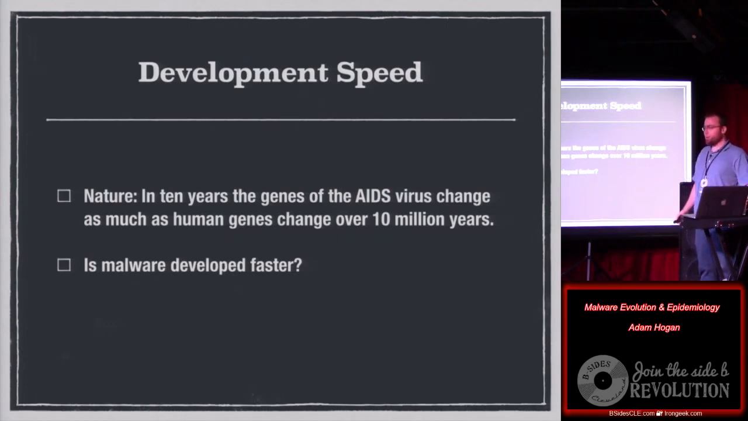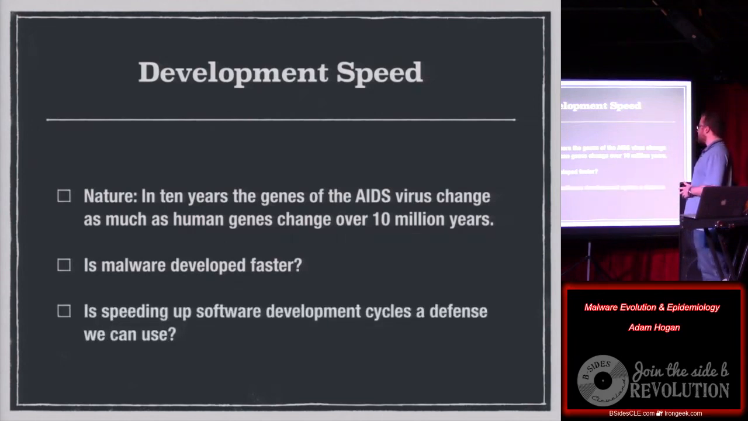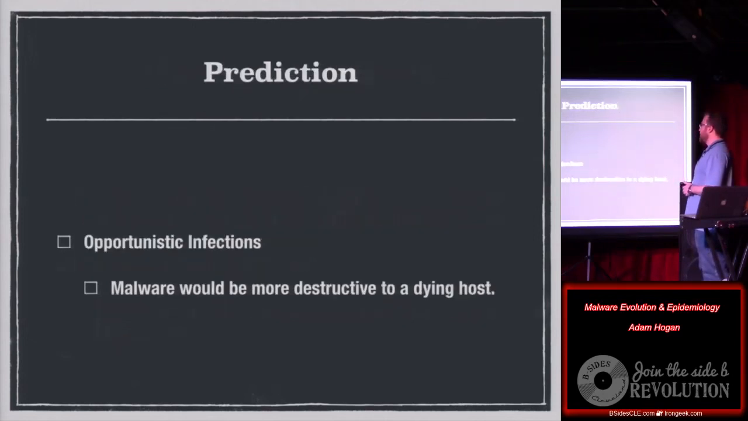Doesn't sound like a very good solution, though, does it, right? I mean, if you were changing software that fast, you'd spend your entire life in training classes. So I'm not sure that's actually a viable solution. All right, but maybe we can speed up software development to actually get away from it if we're using different stuff. Well, the prediction from this is actually we should see opportunistic infections.